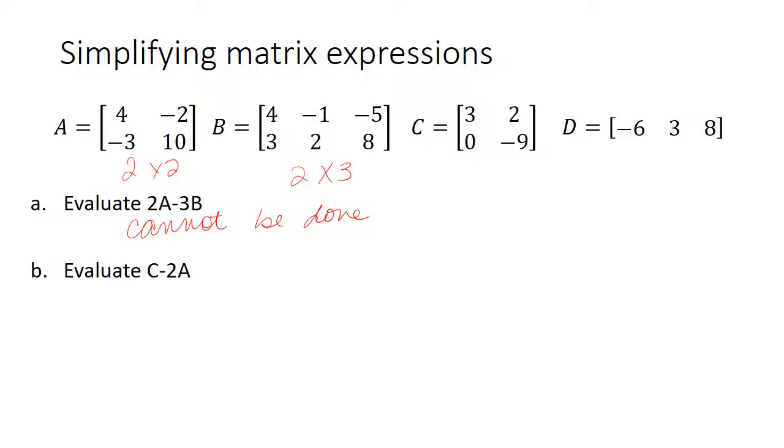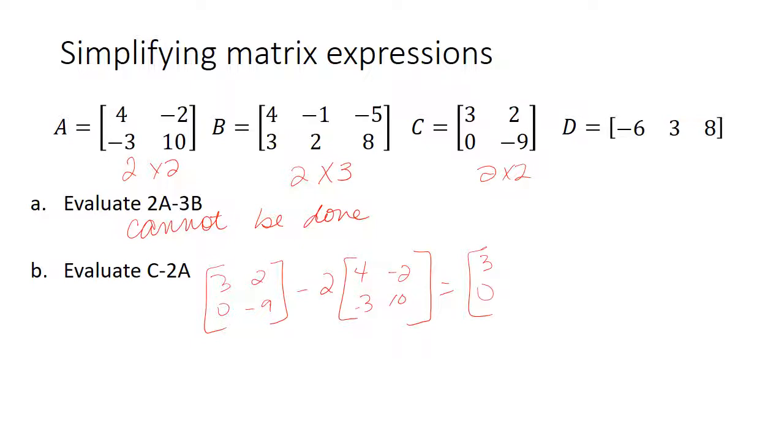Let's evaluate C minus 2A. Let's check that, make sure we can do it. C is a 2 by 2. A is a 2 by 2, so we can very much do that. Let me rewrite my C here: 3, 0, 2, negative 9, minus 2 times my A, which is 4, negative 2, negative 3, and 10. I'm going to multiply everything inside by my 2, so 2 times 4 is 8.